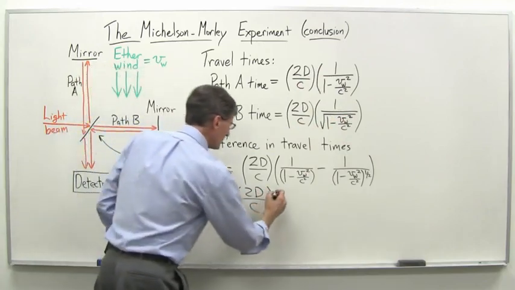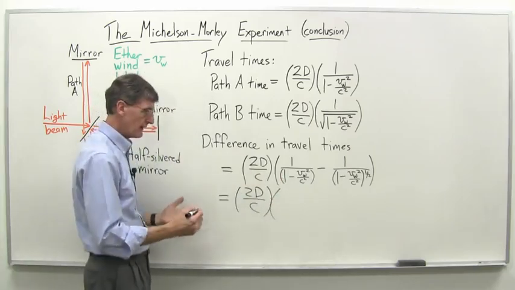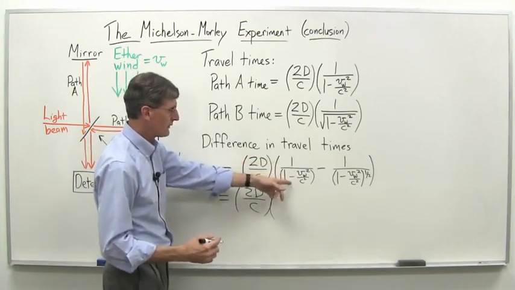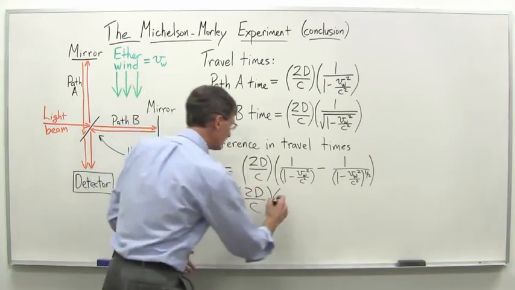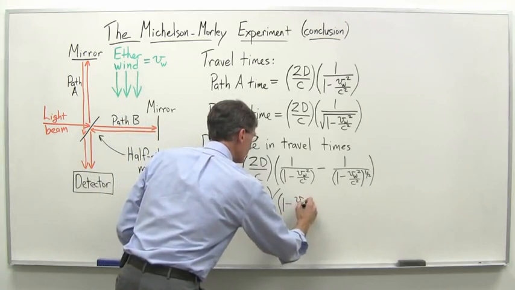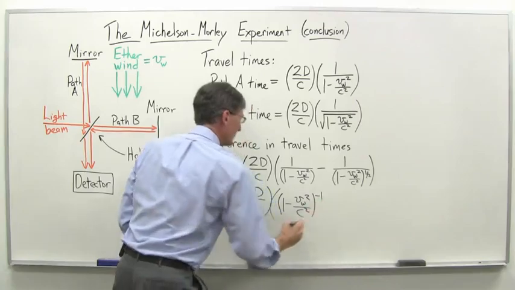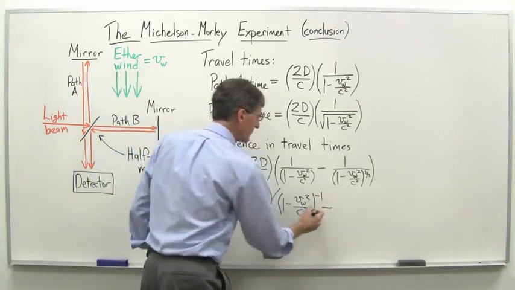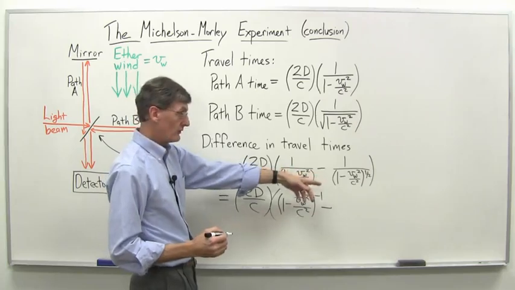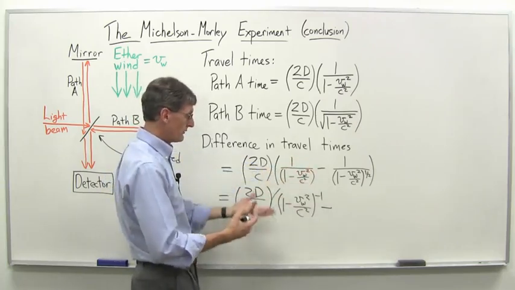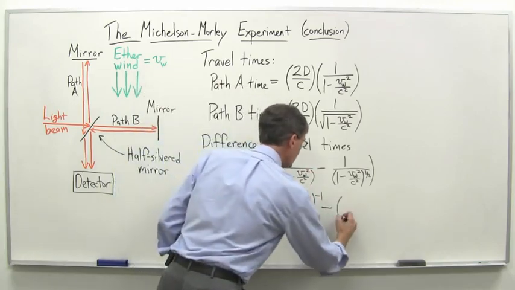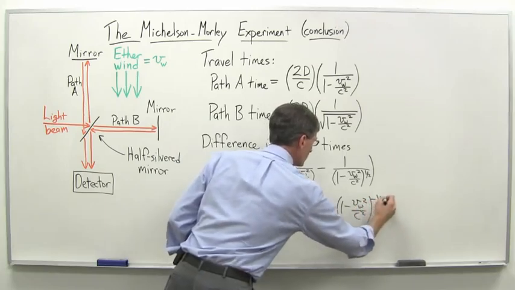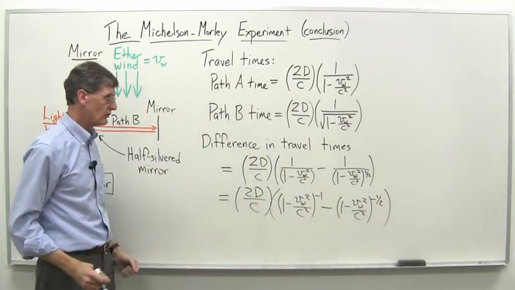2d over c. I just want to rewrite this for a second in slightly different notation that we talked about before, the exponential notation. This 1 over something is that something to the minus 1 power. So this becomes 1 minus vw squared over c squared to the minus 1 power. We haven't really done any math there, just changed our notation. And then minus the second term, 1 minus vw squared over c squared to the 1/2 power in the denominator, which means the same thing as 1 minus vw squared over c squared to the minus 1/2 power. Okay, so just a change of notation there.